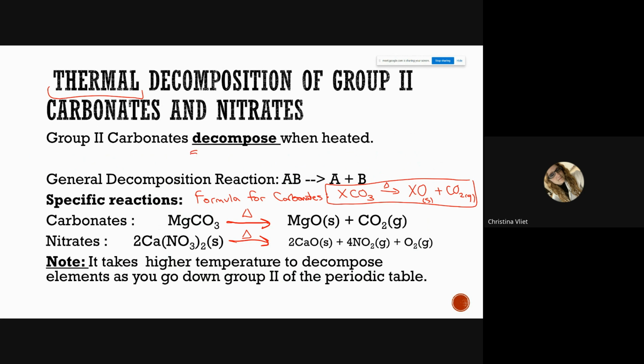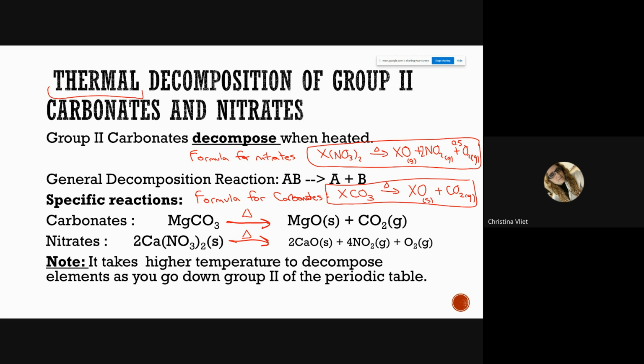So formula for nitrates. XNO3 goes to XO plus NO2 plus O2. This is not balanced. I'm going to give you the balancing right now, 2 and 0.5. I'll explain how to get that shortly.